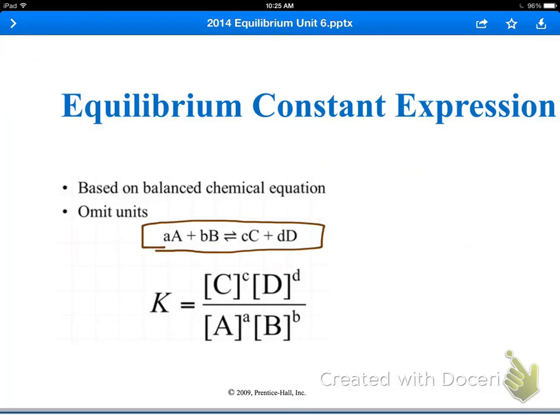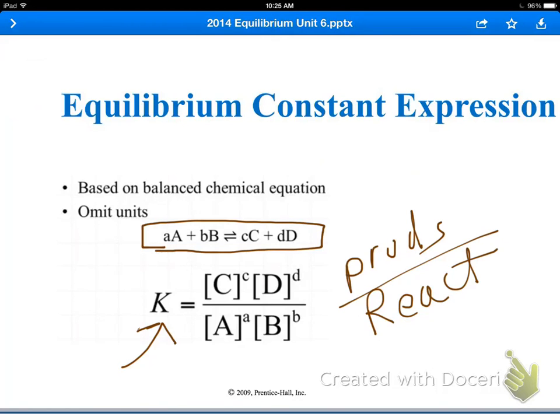And one of the nice things about the equilibrium constant is it has no units, so we don't have to worry about what the units are, because units will cancel. So if I have an equation where I have coefficient a for reactant A, coefficient b for reactant B, producing products C and D with their respective coefficients, then the equilibrium expression is simply the concentration of the products over the concentration of the reactants. And as you know, this symbol means concentration or molarity.